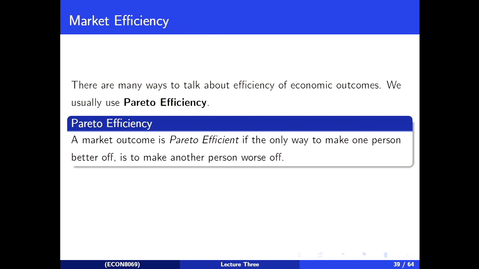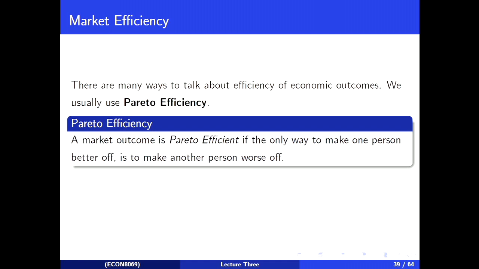Lovely. So, now I'm going to do my spiel on why capitalism is good, or the good part of capitalism. So there are many ways to talk about the efficiency of economic outcomes. The one we normally do is Pareto efficiency. So this was mentioned way back in the first week. Someone asked a question about this. A market outcome is Pareto efficient if the only way to make one person better off is to make someone else worse off. Right? This is what we call Pareto efficiency.